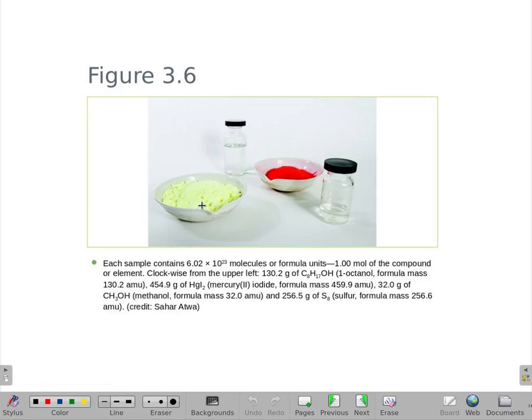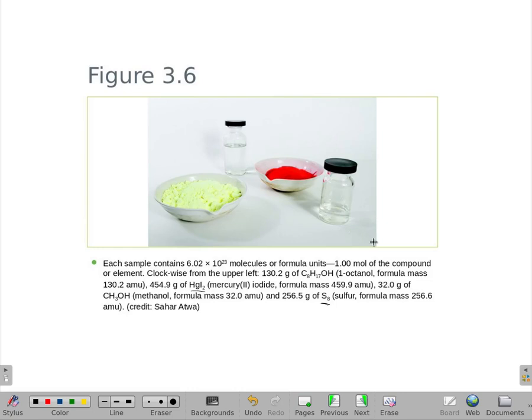Now, this yellow is typically just called sulfur, but it turns out sulfur is never really found by itself. It's always found as S8. The red powder is mercury iodide. And then our other two pictures, we have octanol, and then our other picture is methanol.